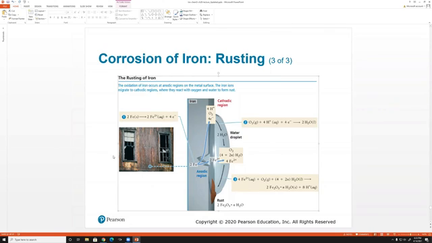So that is how rusting occurs. Are there any questions on that? Okay, so a follow-up question could be, how do you prevent rusting? Well, there's several things you can do.